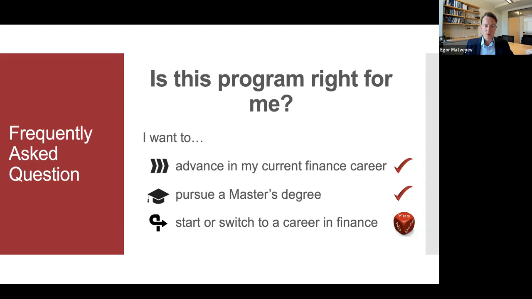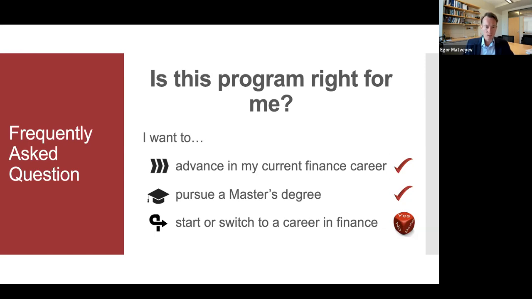So let me provide some perspective on this matter. If you would like to advance your career in finance, this is the right program for you. It introduces you to the most important tools, as you've heard today, used in finance by finance professionals. Even if you're familiar with basic finance concepts, our courses often go beyond the standard material, which allows you to deepen and expand your knowledge of finance. Even the first two foundations courses.